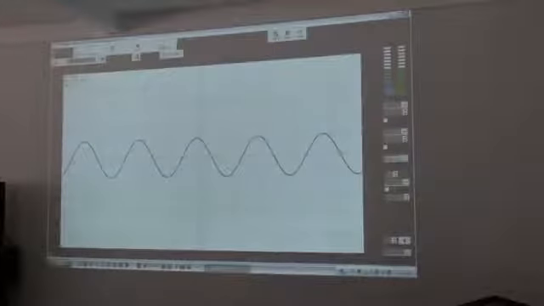The real-time analyzer shows the same as the oscilloscope, but the oscilloscope shows amplitude, positive and negative, versus time, and the real-time analyzer shows amplitude versus frequency. It is the same information, but it's a different interpretation. It's like a different language.